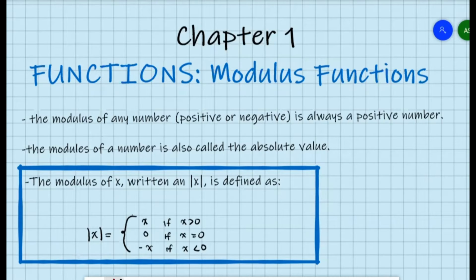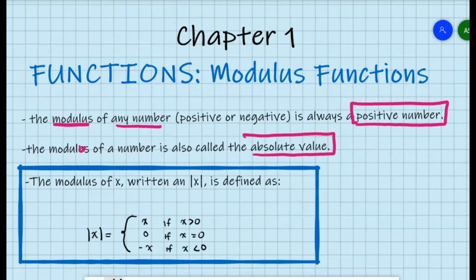Well, hello. This is the continuation of chapter 1 about functions. So today we will discuss modulus functions. Now take note of the term modulus. When we find the modulus of any number, either positive or negative, the result is always a positive number. Sometimes the modulus of a number is called an absolute value.